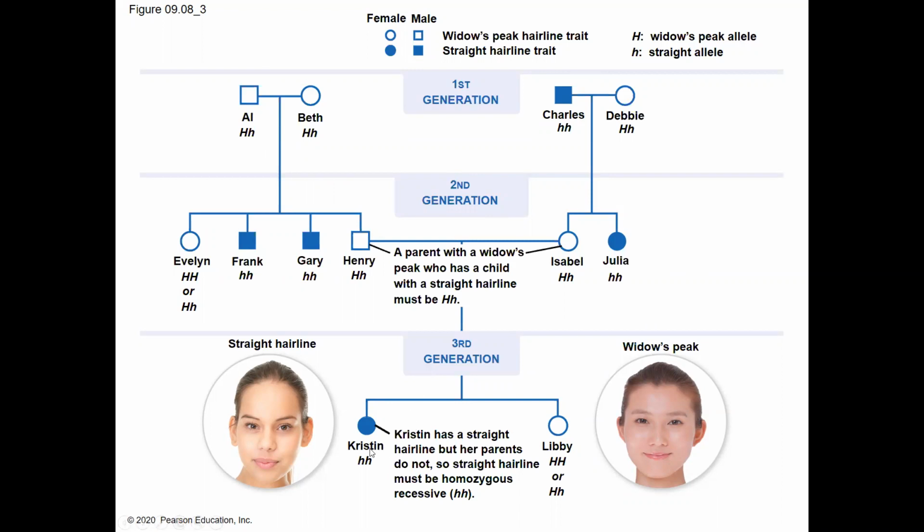And so we can tell here that since Kristen has a straight hairline, and her parents do not have straight hairlines, it must be a homozygous recessive trait, which means they must carry a dominant allele, and which means Libby inherited one of the dominant alleles from her parents.